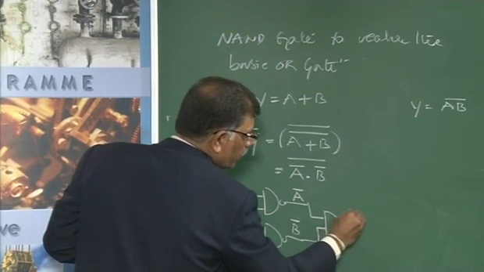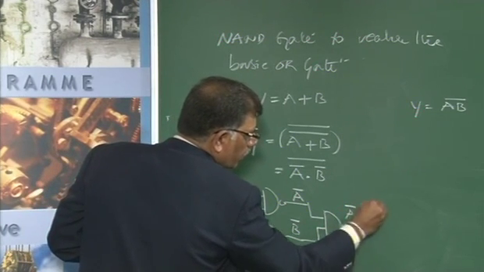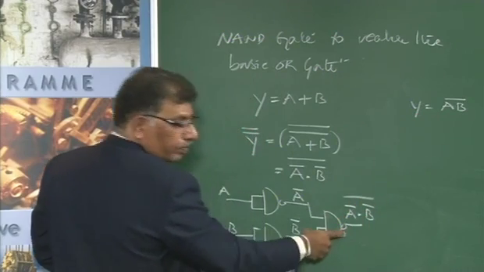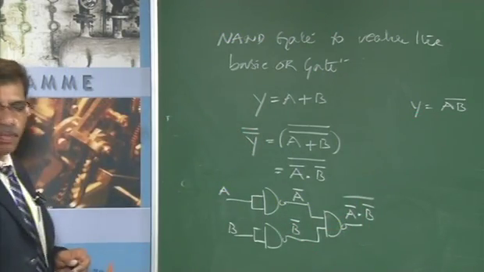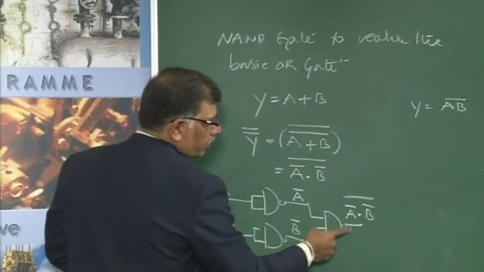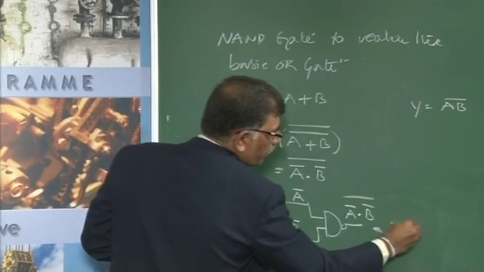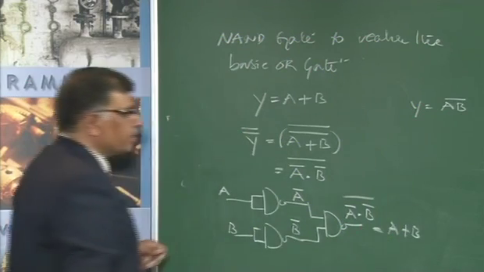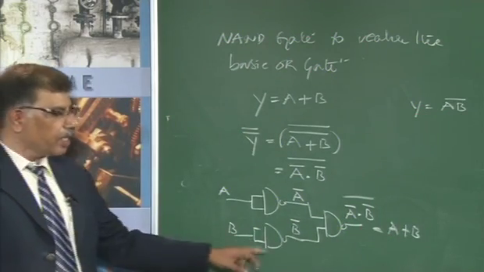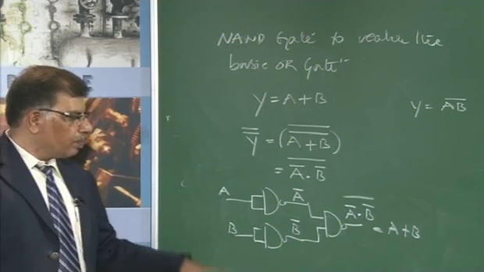So I will be getting A bar dot B bar whole bar, because a bubble always represents a negative complement representation. So A bar dot B bar whole bar means you will be getting A plus B. This is how you can realize all the basic gates by using only the NAND gate operation.